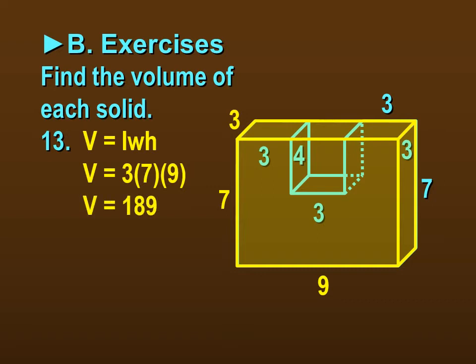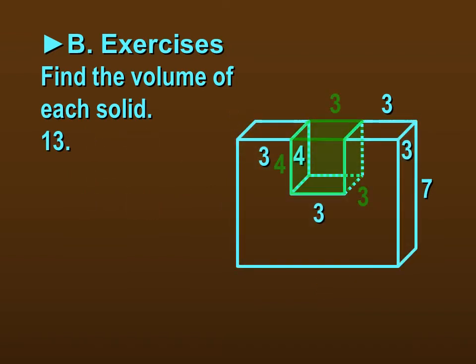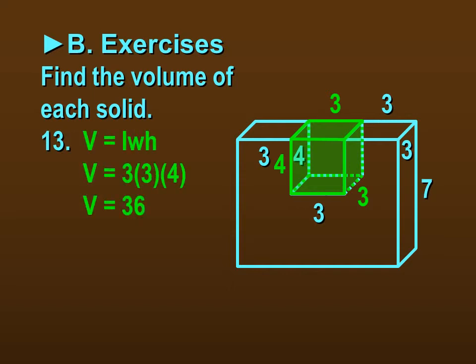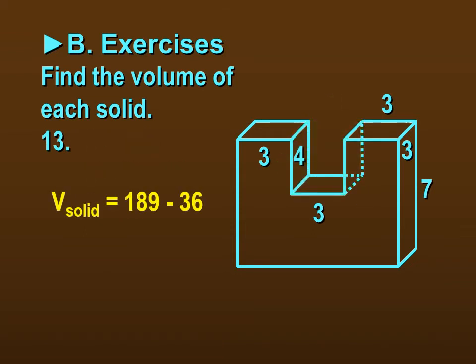But now we have to account for the hole. So then we're going to get the volume of the hole. And the volume of the hole is 3 times 3 times 4. So the volume of the gap is 36. So we're going to subtract that from the whole thing. So the volume of the solid is 189, which was everything, minus 36, which was the missing part. So we get 153 units.